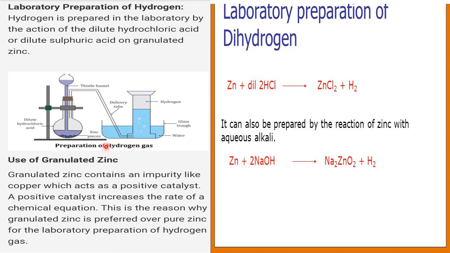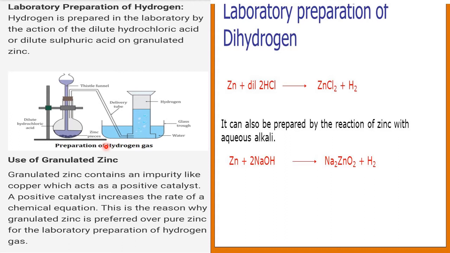It is a soft metal. Why is zinc most friendly? It is not so close to hydrogen and not far away from hydrogen. Granulated zinc contains some amount of copper as impurity, but this impurity is a plus point, because the copper acts as a catalyst, which enhances the rate of reaction. Therefore we prefer granulated zinc for the preparation of hydrogen.